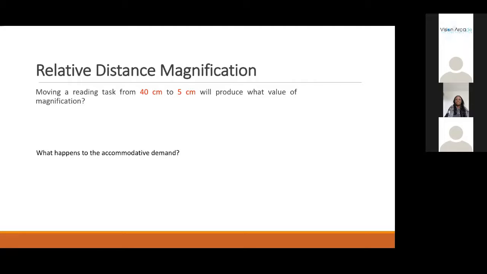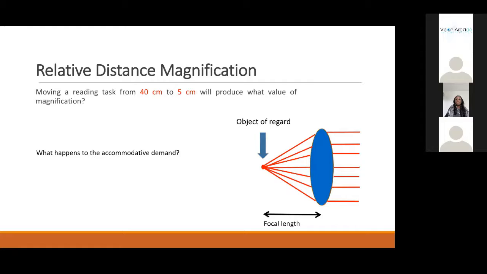So the accommodative demand changes when you bring the object closer, but you can remedy this by using a convex lens. So if you bring the object closer, by using a convex lens, you have parallel rays of light emerging.